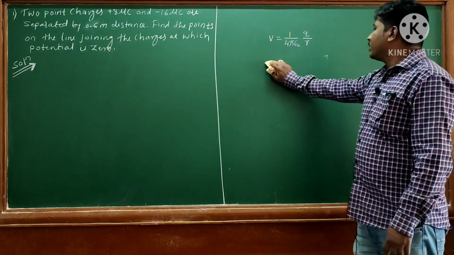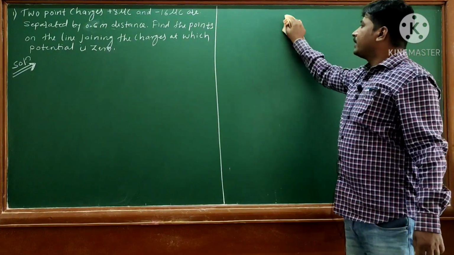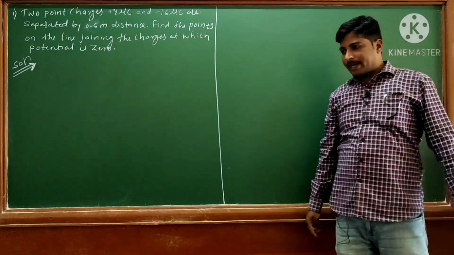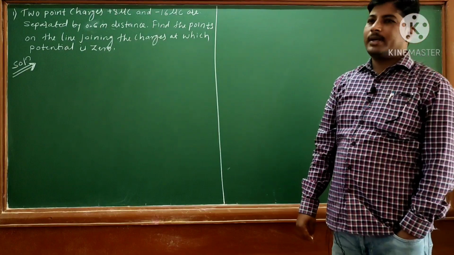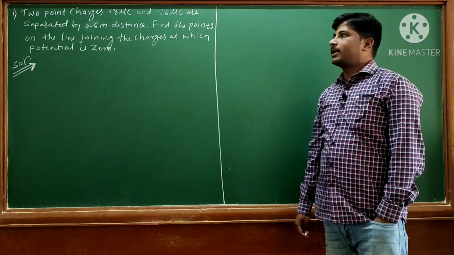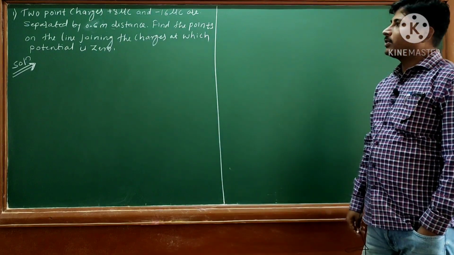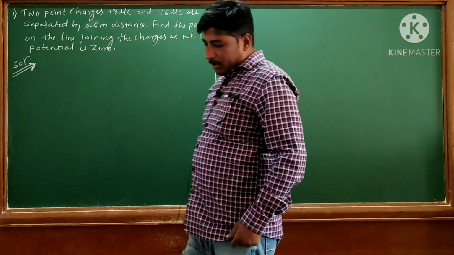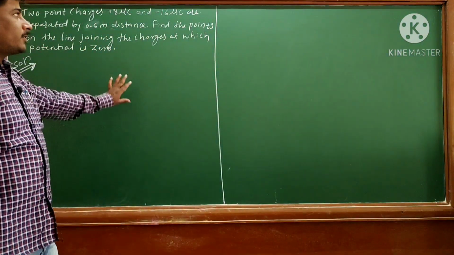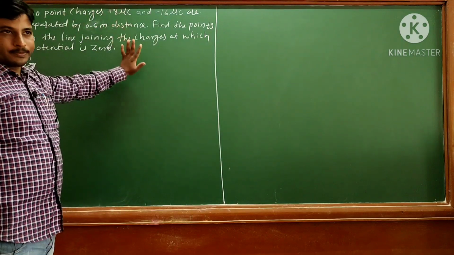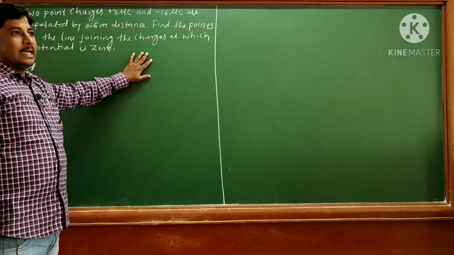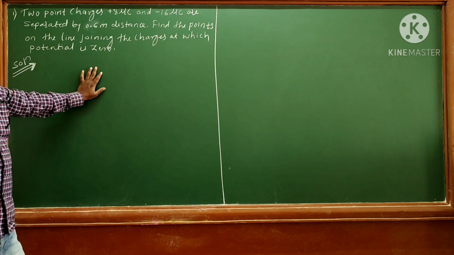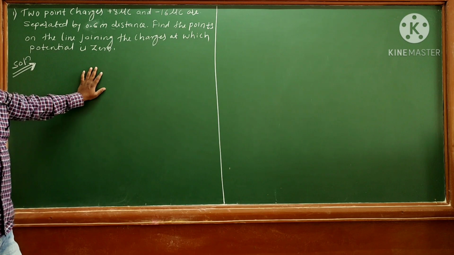the first problem we have here is: 2 point charges, plus 8 microcoulomb and minus 16 microcoulomb, are separated by 0.6 meter distance. Find the points on the line joining the charges at which the potential is 0. To solve any problem in physics, first of all we have to understand the problem clearly. So read the problem clearly so that we can understand what we have to solve here.